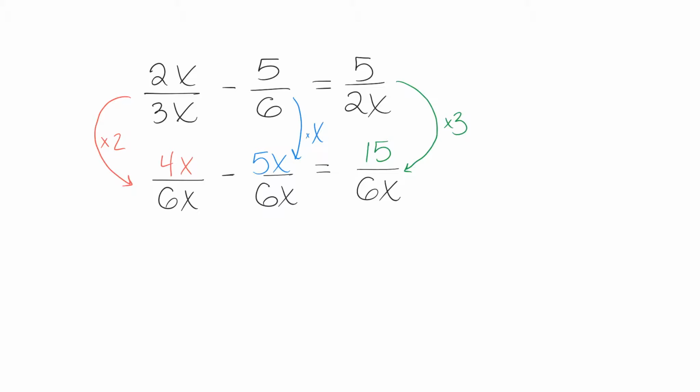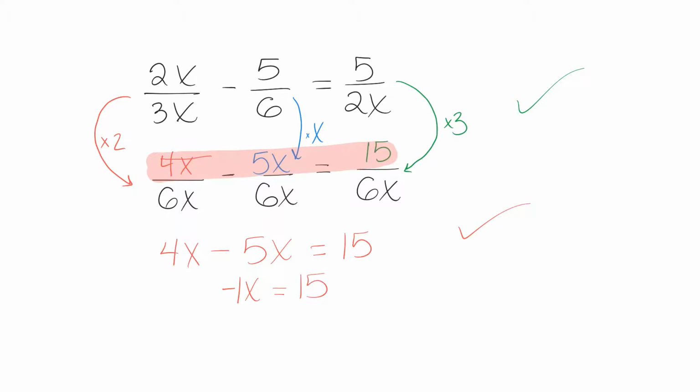So now we have common denominators. Step 1, check. Now we're going to focus solely on our numerators. So like I said, once we have common denominators, we're going to isolate our numerators. So that's going to give us 4x minus 5x equals 15. Step 2, check. Solve for x. 4x minus 5x is negative x, negative 1x equals 15.